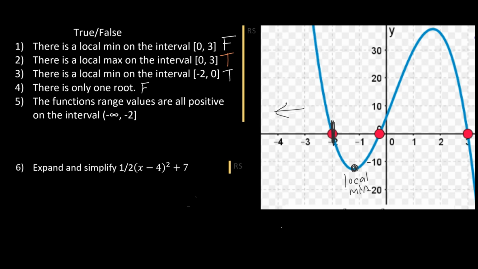It's true, because the interval stops at negative 2. So I'm stopping here. If I didn't stop there, you're right, it does go down into the negative. So these aren't positive. Okay? So this is true.